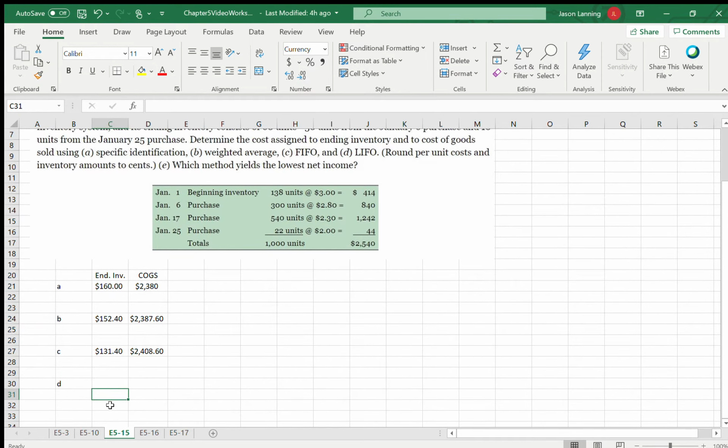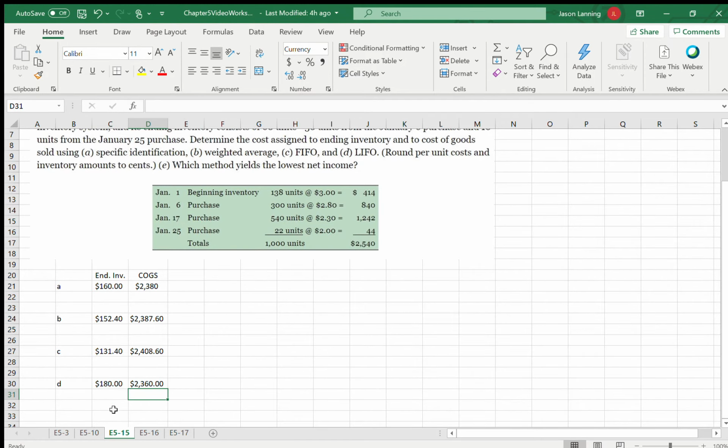Now for LIFO, remember, LIFO is last in, first out. So we know we have 60 units left. Those 60 units would be the earliest ones that we ever had, because in LIFO, last in being first out means the first that we got in are the last ones we're going to sell. Those are the ones that will still be in inventory. So our beginning inventory is what we'll have left, and that was 60 units at $3 each. That's a pretty easy math one. We should have $180 in ending inventory here. And then our cost of goods sold will be, again, what we had available for sale, the 2,540 minus the 180.